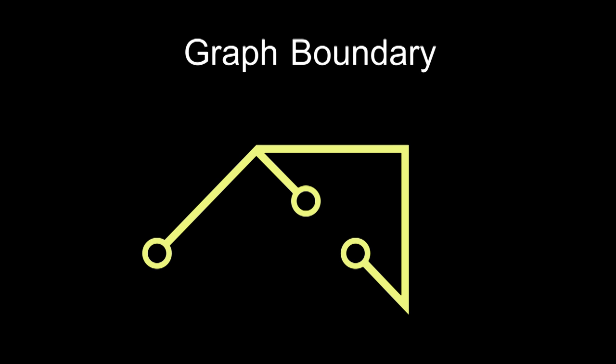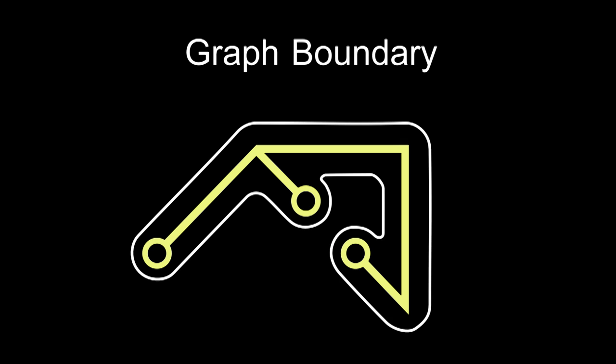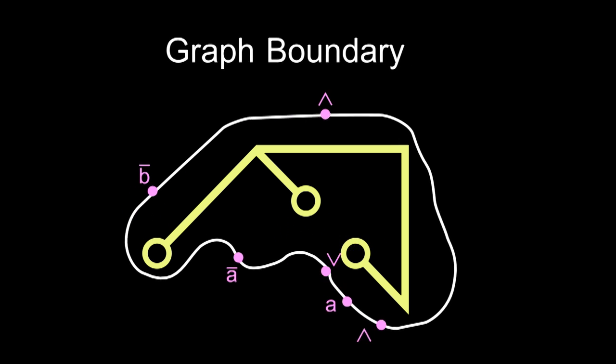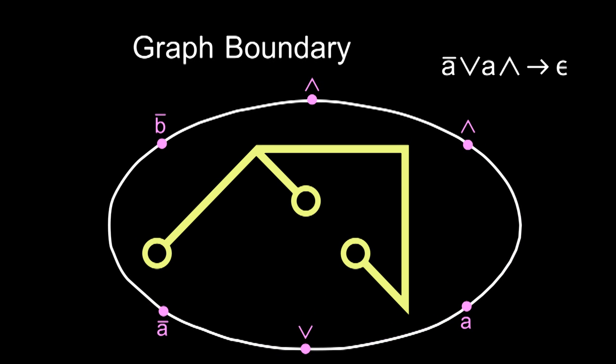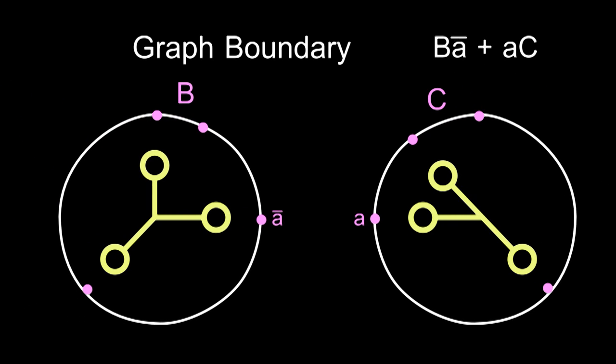Now, I can precisely describe which half edges can be glued together using something I call the graph boundary. To find the boundary, we trace a path around the graph and we write down every half edge and every turn we find along the path. There's now a simple formula for determining if two half edges can be glued into a loop. There's a formula for gluing the boundaries together.